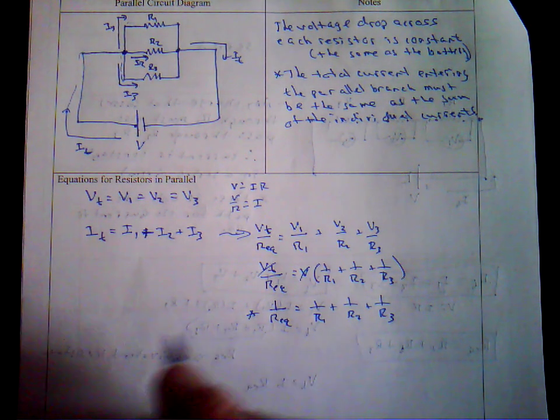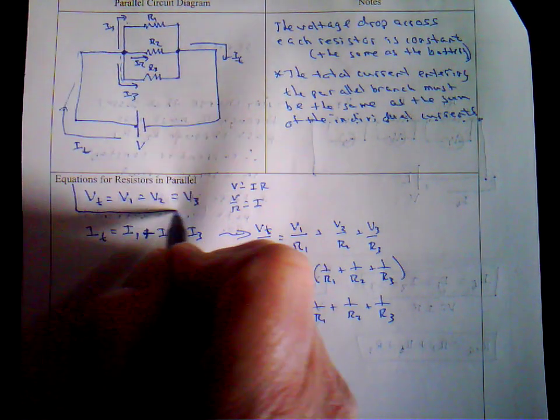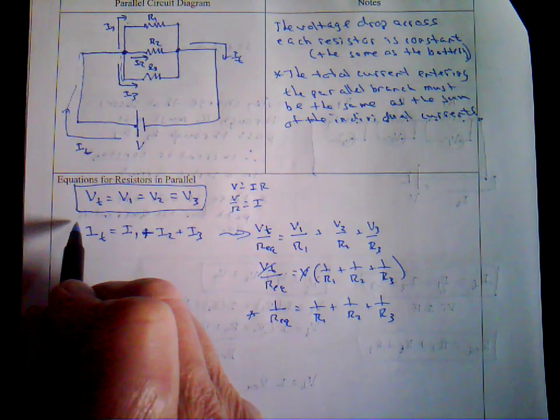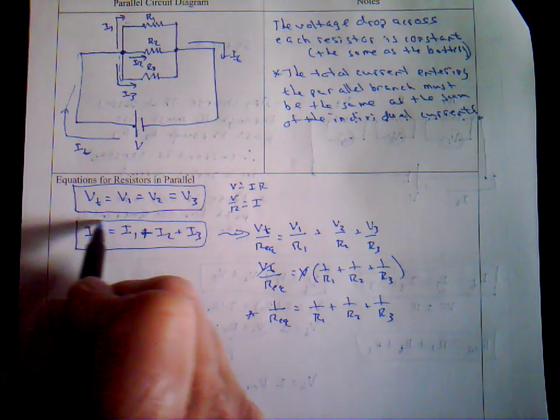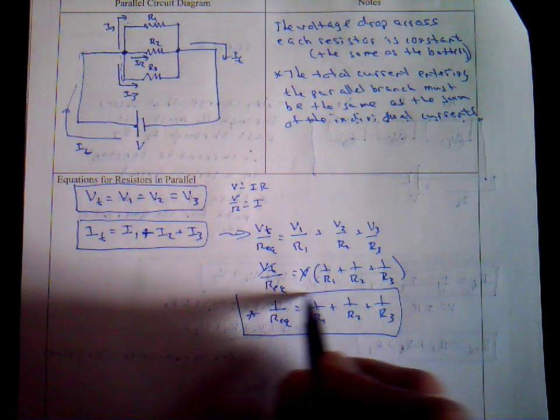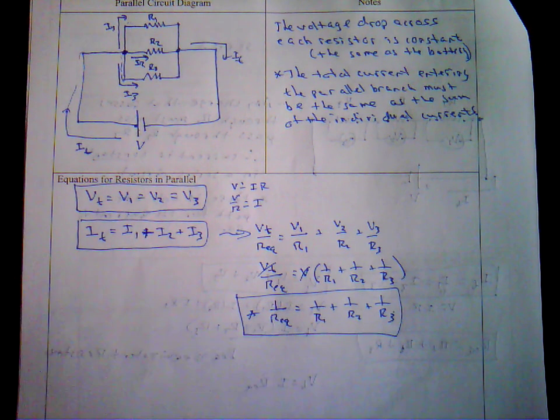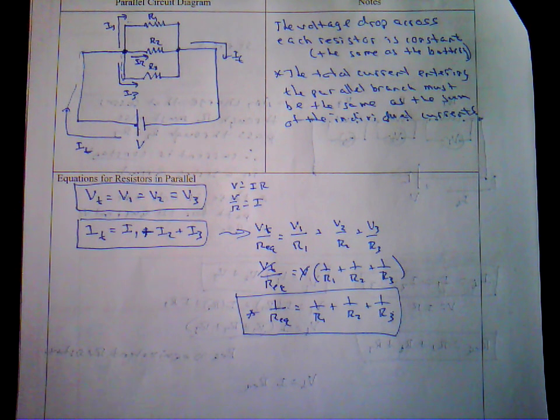So now, for parallel circuits, we have three significant equations. We have the voltage equation, where the voltages are constant, the current equation, where the total current is equal to the sum of the currents, and the equivalent resistance equation, where 1 over the equivalent resistance is equal to the sum of the inverse of each individual resistor.